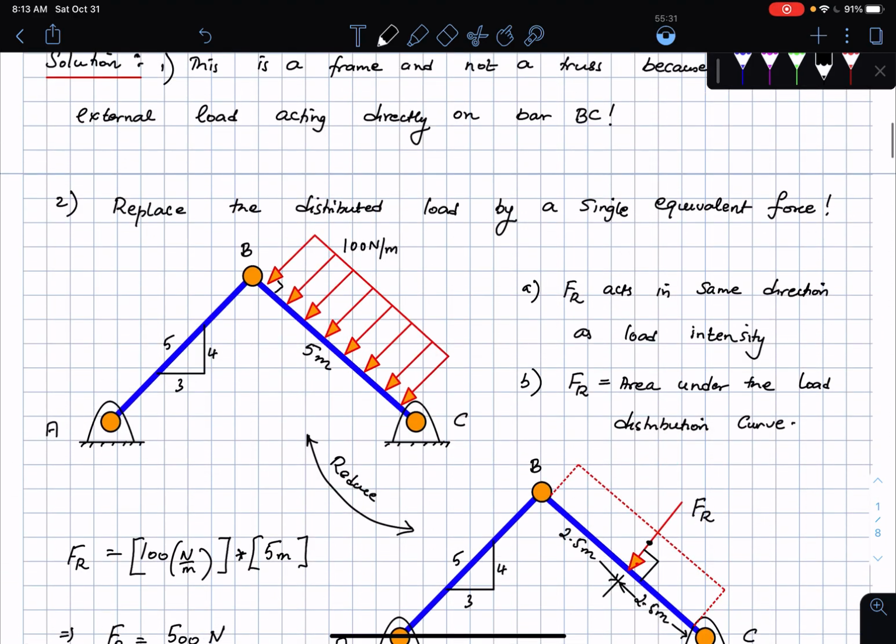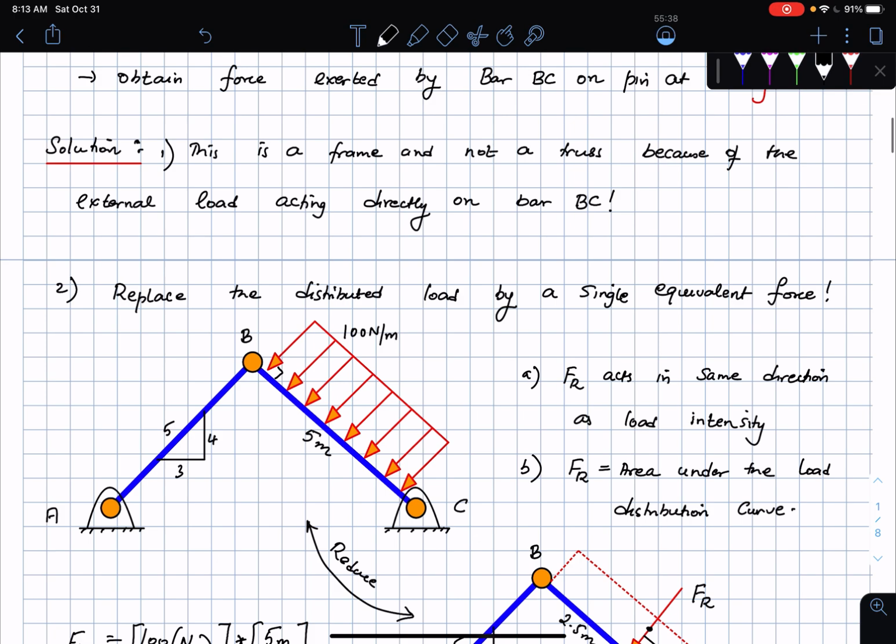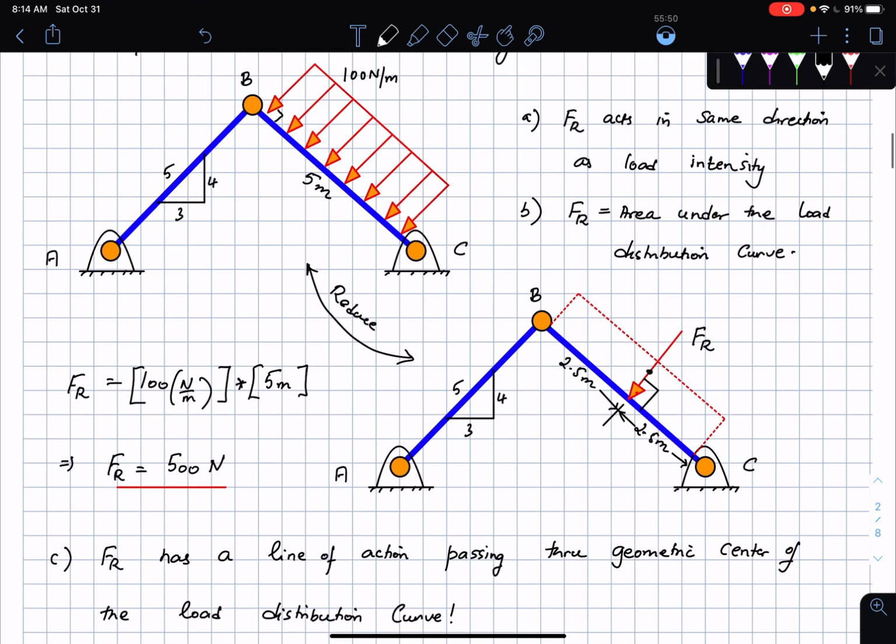First of all, I had this problem here with the distributed load. This is not a truss, this is a frame, because the force is acting on the body of the bar BC. That's great news. Makes my life more miserable, right? All right. Then what do I do? I get rid of the distributed load by replacing it by a single equivalent force. Fantastic.